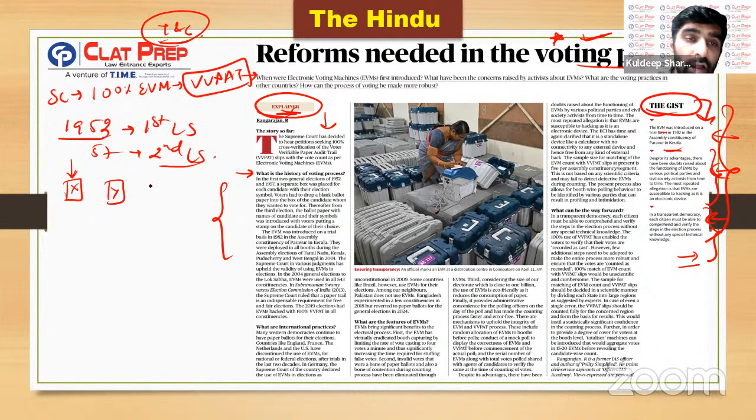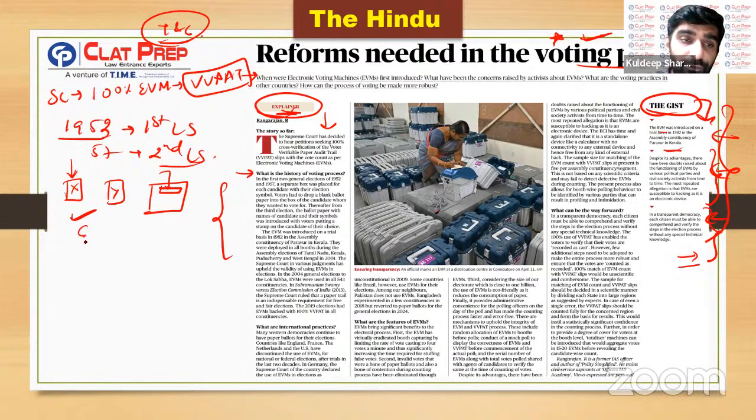Later on, there were single ballot boxes, and a ballot paper was given to you on which you could tick or put a thumb imprint on the particular person to whom you wanted to give your vote, and then you put that vote into the ballot box. Finally, the counting used to happen, and whoever got the maximum number of ballot papers used to win the election.